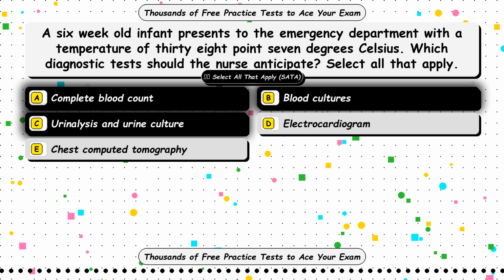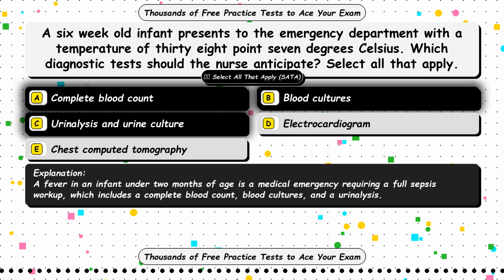The correct answers are options A and B and C. Complete blood count, blood cultures, urinalysis and urine culture. A fever in an infant under 2 months of age is a medical emergency requiring a full sepsis workup, which includes a complete blood count, blood cultures, and a urinalysis.